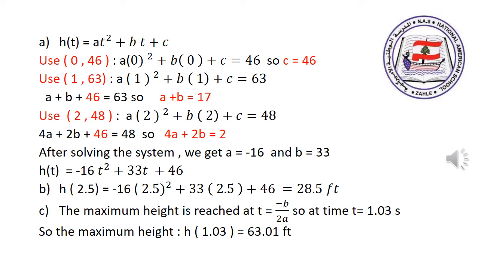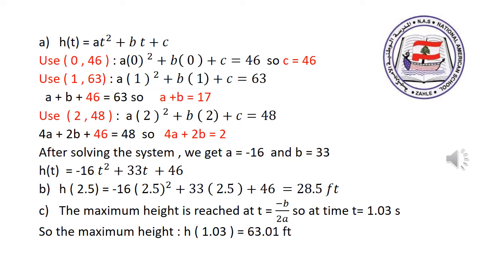Second, use the point (1, 63). We get the equation a + b + c = 63. Since c is given by the value 46, we can replace it in the equation and we get a + b = 17. Use a third point, let's say (2, 48). So we get the equation 4a + 2b + c = 48. And the reduced form of the equation is 4a + 2b = 2.